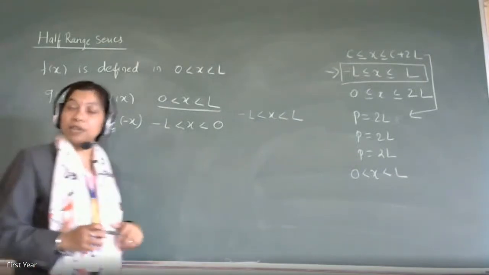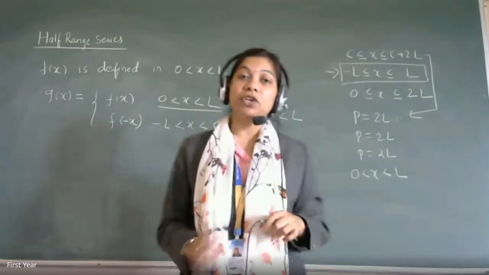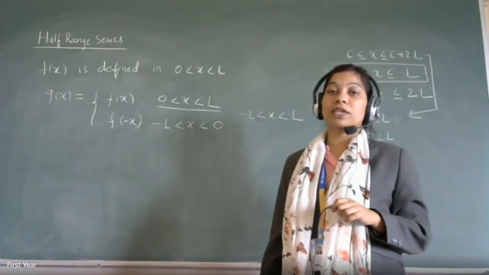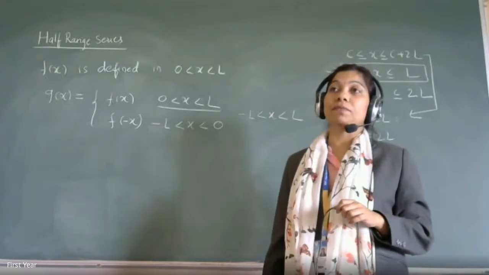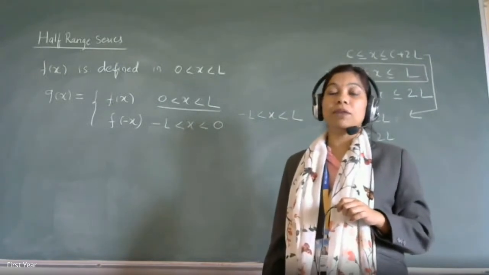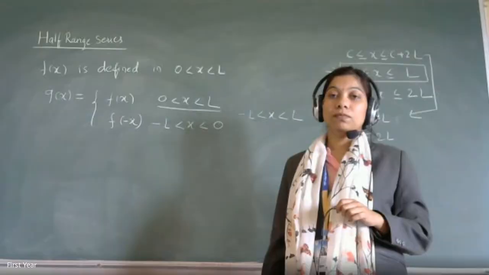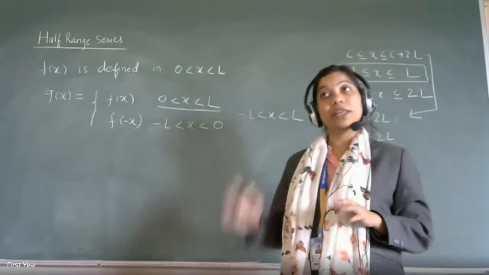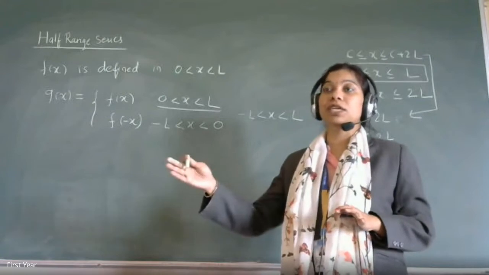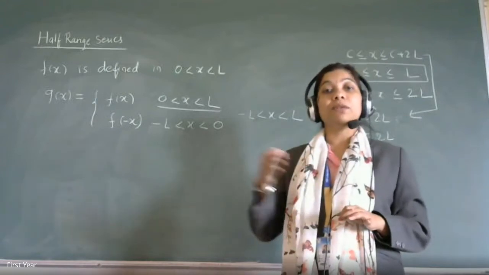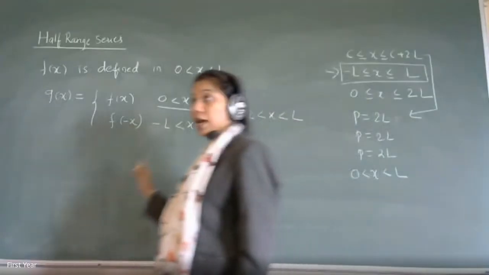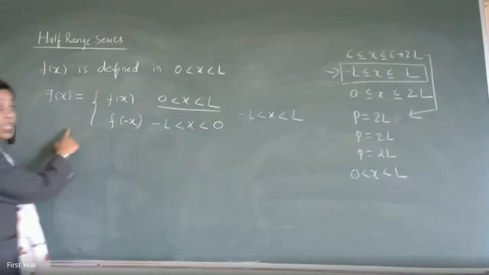If g of x is even, what type of Fourier series expansion do I get? If g of x is even, which coefficient becomes 0? bn will become 0. Yes, ma'am. Yeah. And what about a naught and an? They will exist, and I will get the Fourier series expansion of a naught plus summation an into cos. Okay. Yes, ma'am. Okay. So for that, let us find out whether this g is even or not.